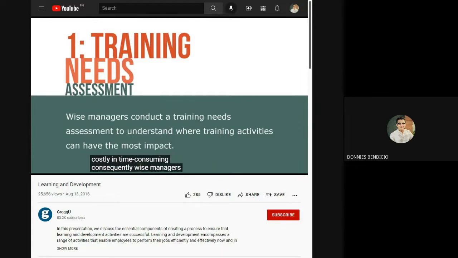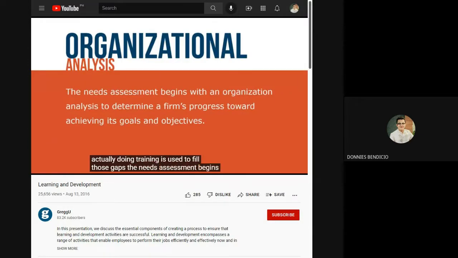Consequently, wise managers conduct a training needs assessment to understand where training activities can have the most impact in their organization. A training needs assessment identifies where gaps exist between what employees should be doing and what they're actually doing. Training is used to fill those gaps. The needs assessment begins with an organizational analysis to determine a firm's progress towards achieving its goals and objectives. Scanning the environment for opportunities and threats and evaluating the strengths and weaknesses internally will help you identify training gaps.